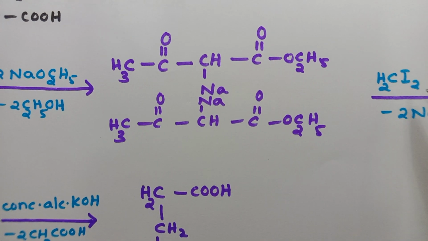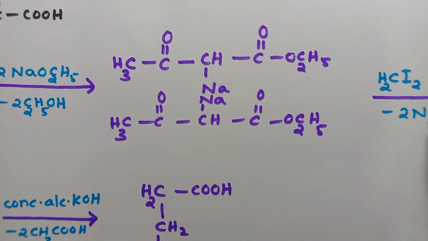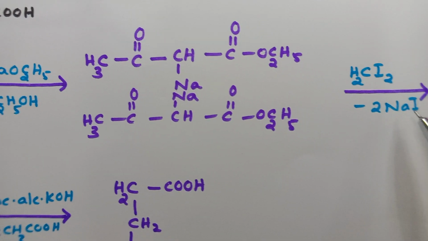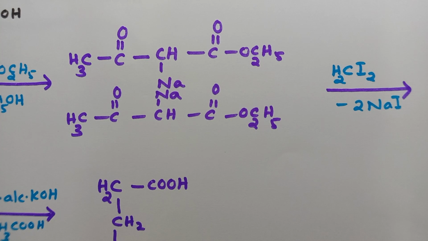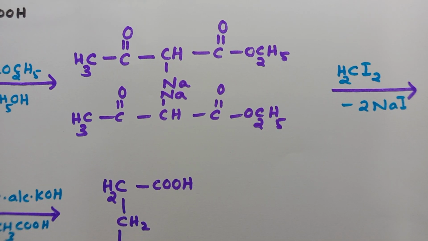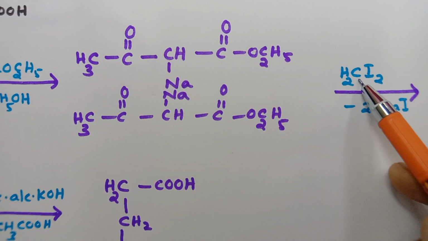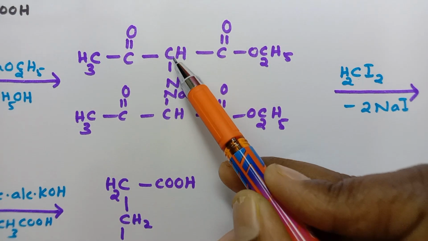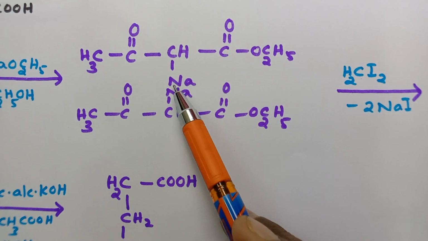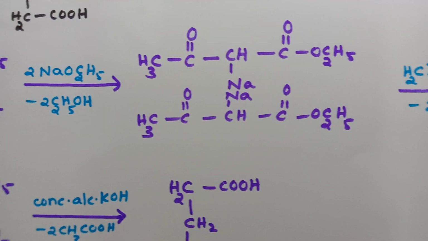Okay. Now, what happens? Can you guess, students? So, 1 I and 1 Na give NaI, and 1 I and 1 Na give the second NaI. So, minus 2 NaI will be coming out, 2 molecules of sodium iodide. Now, what is remaining here? CH2. So, this CH2 will be coming in between this carbon and this carbon. So, CH, CH2, CH. These two will be joining now.